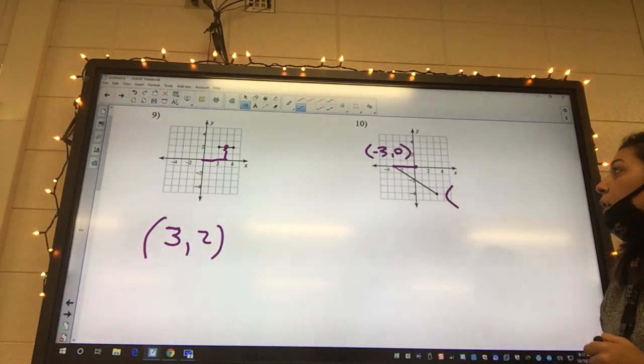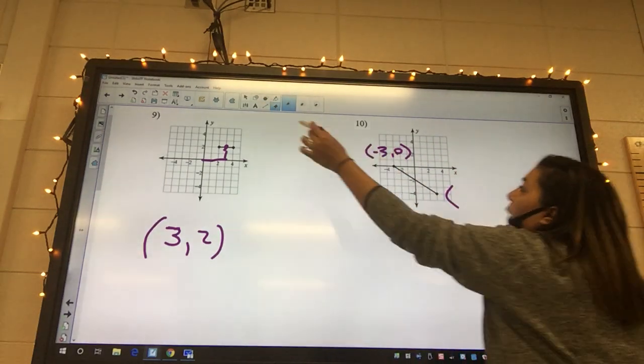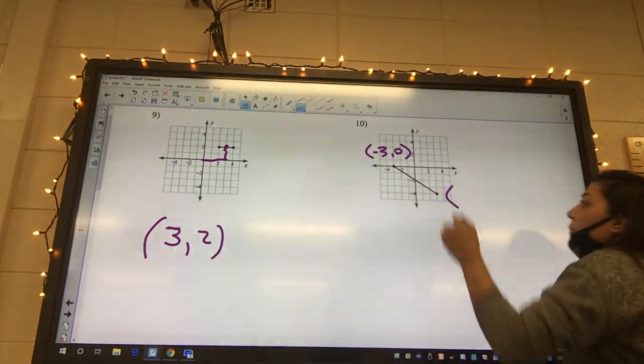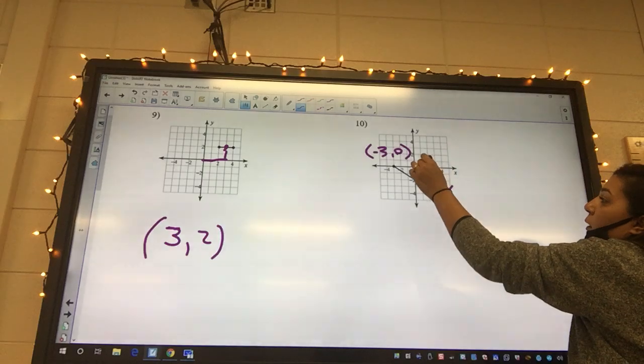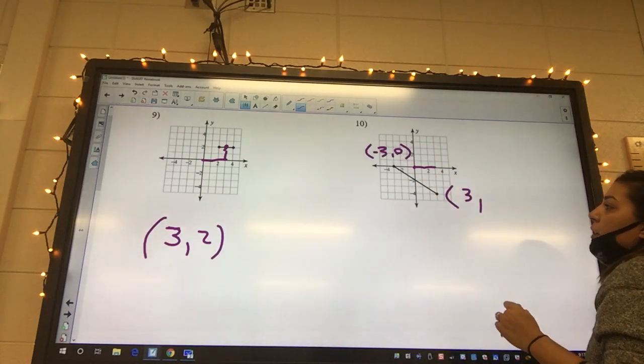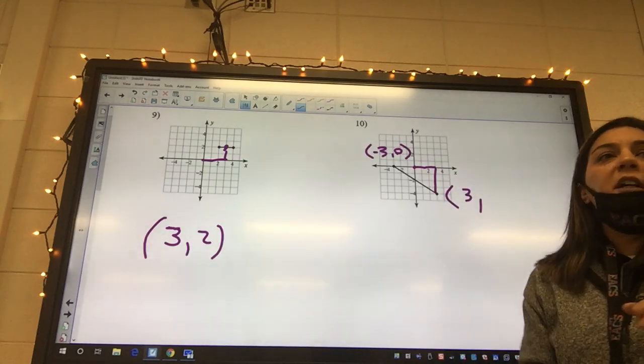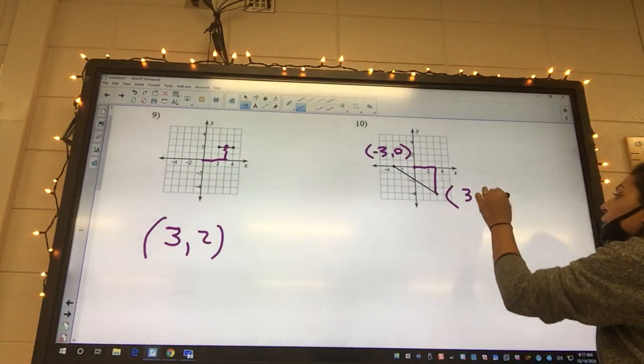Let's look at the other coordinate. So how many do we go over? 3. Let's count. 1, 2, 3. And how many do we go down? 4. Am I going to write 4 or what am I going to write? -4. You have to write the -4.